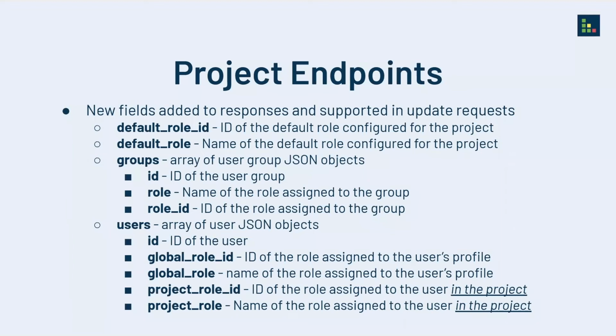And then we've also added the users array. So the users array will include an ID of each user in your instance, the global role ID assigned to that user role, and then also the project role. So the project role information would be what specific permission you've assigned to that user within the project. So most of this content will just mimic the access tab of your project interface.